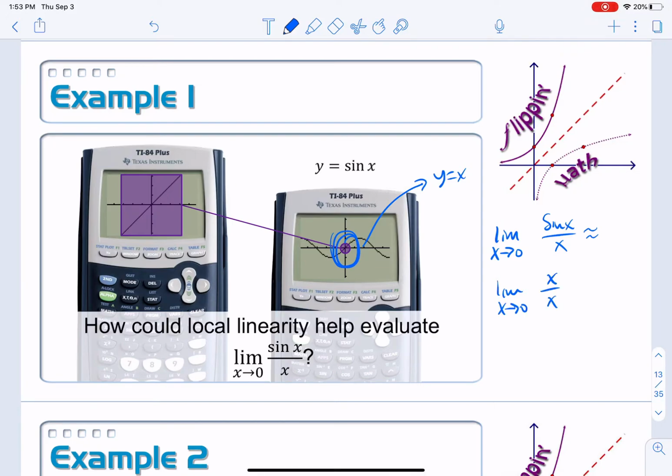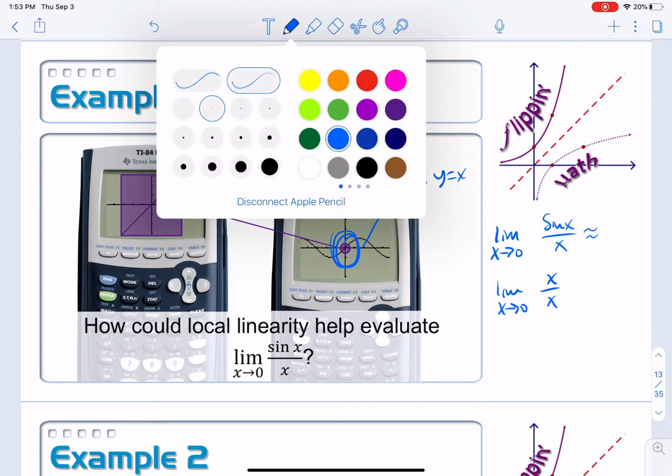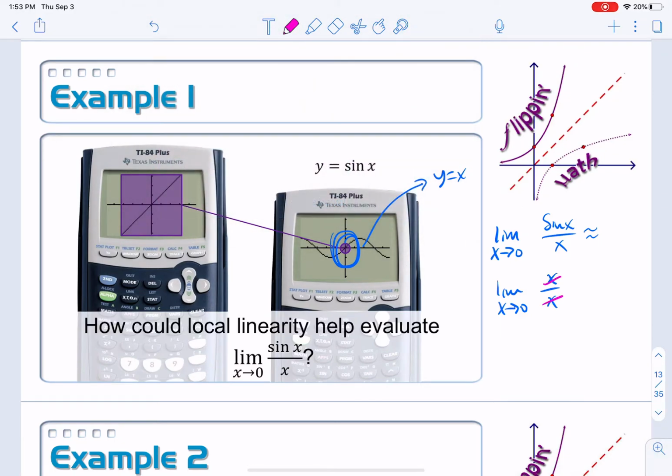Hey, what's x divided by x? Don't worry about the fact that there's an x on the bottom. This limit is not telling me to directly evaluate this new function at 0. It's seeing what it is approaching. What's it getting closer and closer to? So I could go ahead and cancel these things out. X divided by x, pretty sure that's equal to 1.